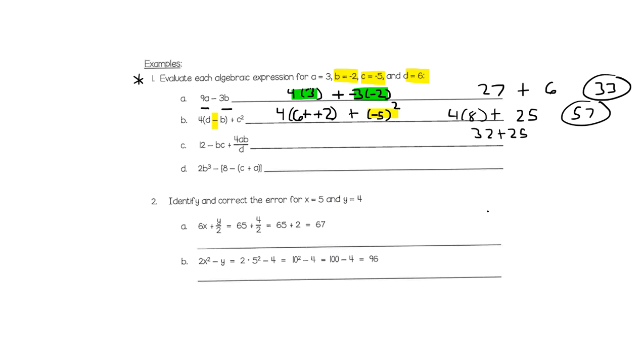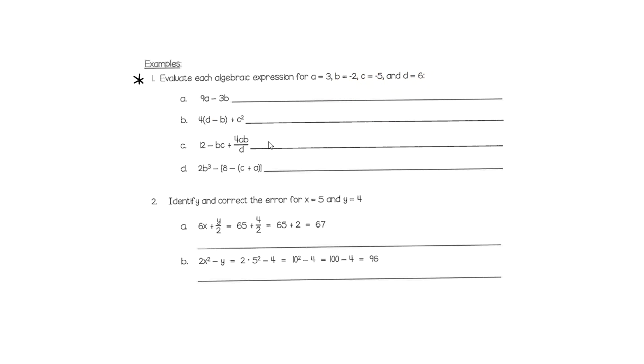Okay. Next one. Let's go ahead and look at C. Let's read through this together first, and then we will substitute the values for the variables, and then we'll simplify. So C says 12 subtract B times C plus 4 times A times B divided by D. So now we want to rewrite this expression, except instead of the variables, we're going to replace those with these values.